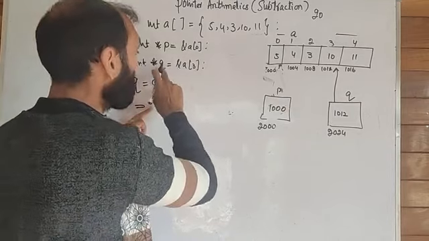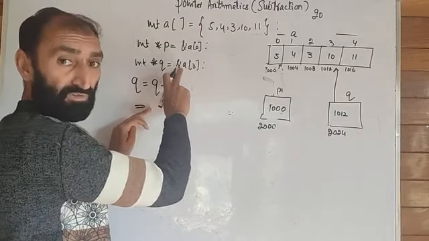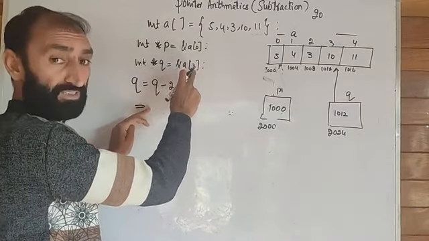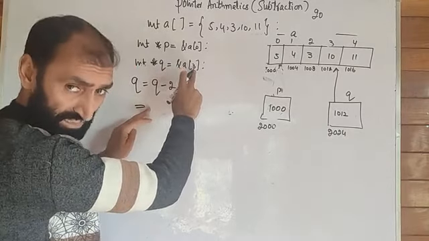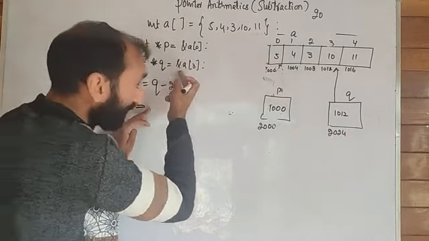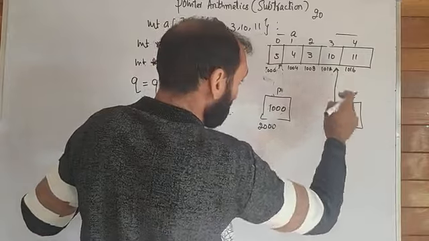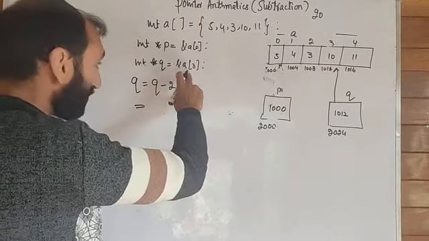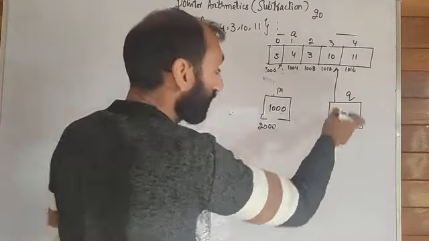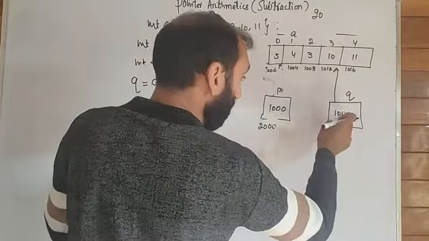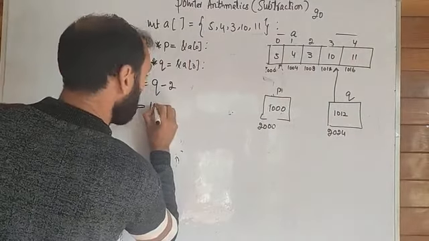What is Q? Q contains the address of A of 3. The address of A of 3 is 1012. So Q is a pointer that holds the address of A of 3, the current Q. What is that? That is 1012.